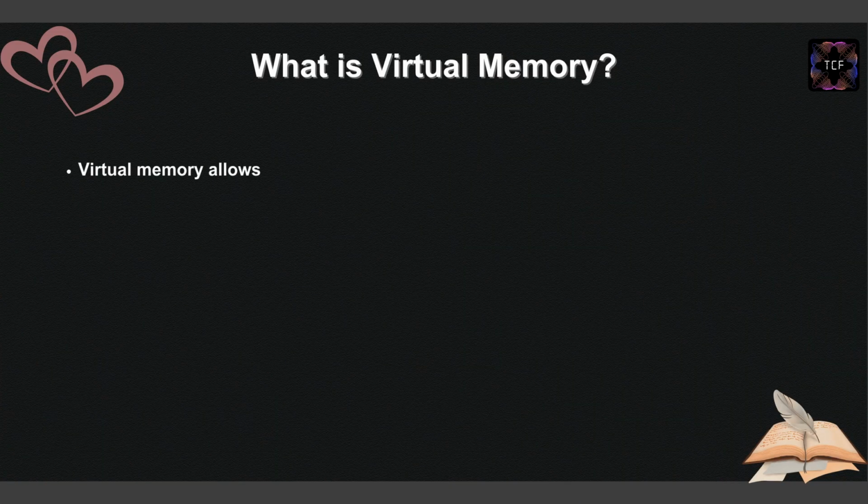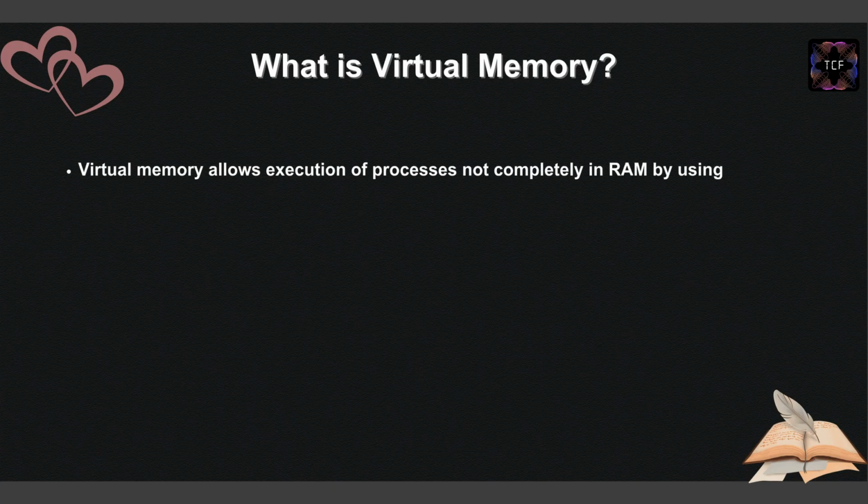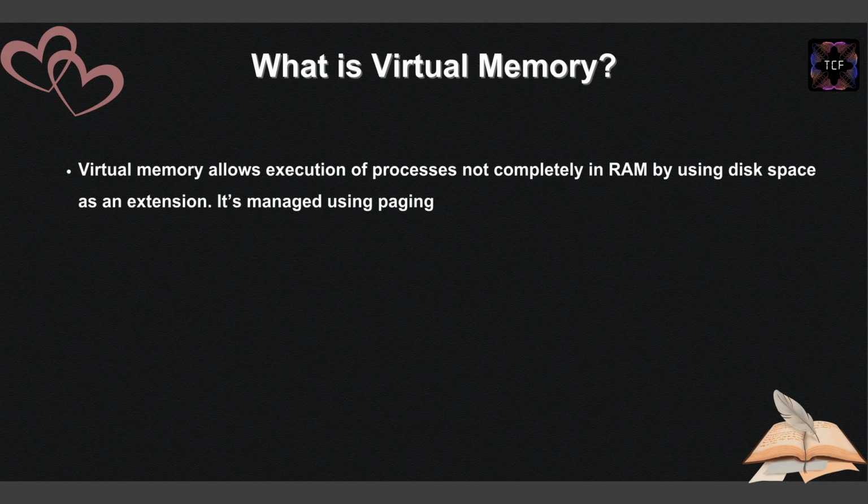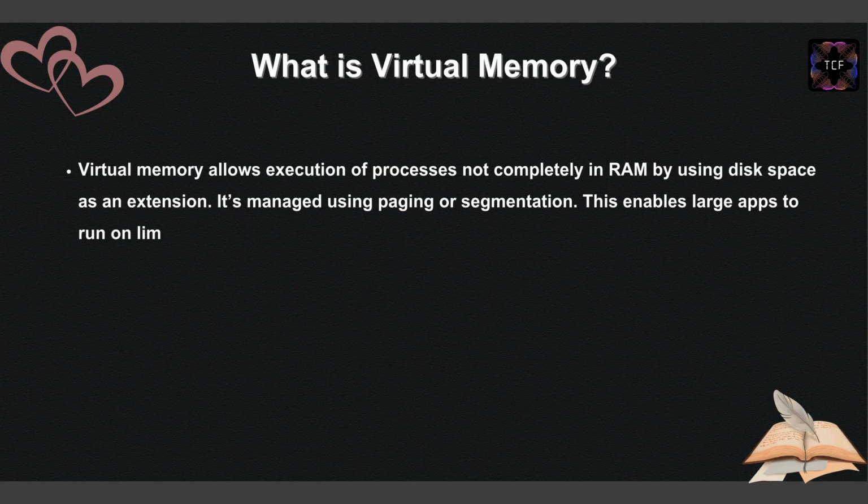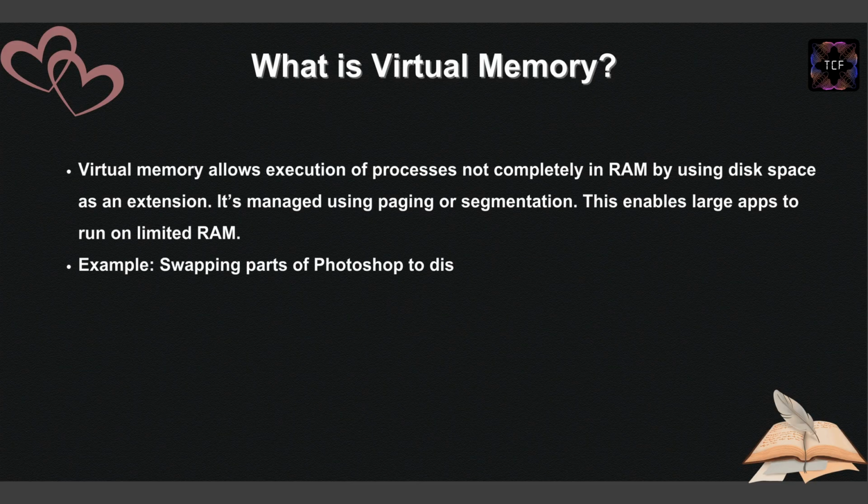What is virtual memory? Virtual memory allows the execution of processes not completely in RAM by using disk space as an extension. It's managed using paging or segmentation. This enables large apps to run on limited RAM. Example: swapping parts of Photoshop to disk when editing a large image on a low RAM PC.